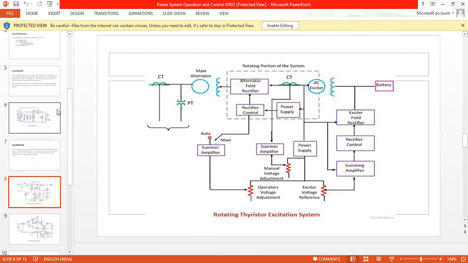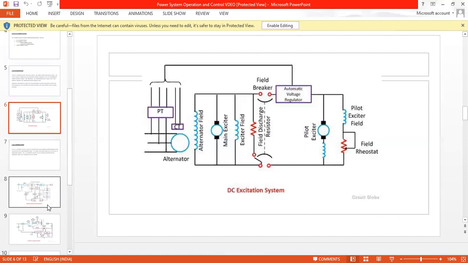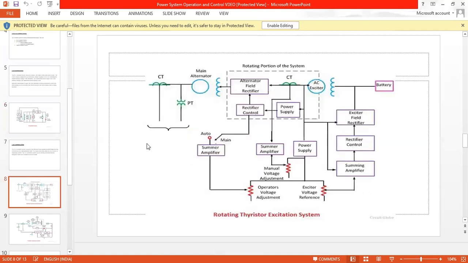When we compare it to the DC excitation system, it is a broader one and spreads vastly across the main body. When we think about the PT box and CT box, which are connected in parallel to the main alternator, it further moves on to the alternator field rectifier, which is connected to the power supply and rectifier control boxes, and further to the CD box. That's how the design of the rotating thyristor excitation system happens.